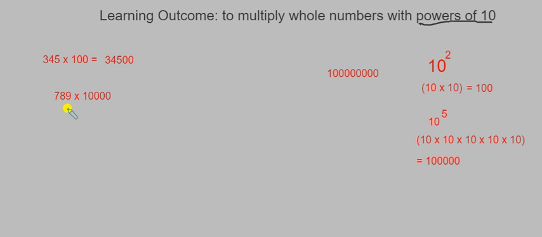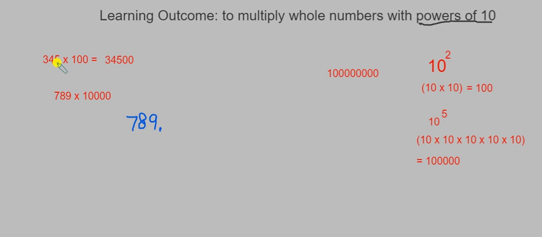Let's take this example, 789. 789 is a whole number and the decimal of whole numbers is at the end. I expect you to do this working in the working column. Write the decimal at the end. Count the number of zeros.